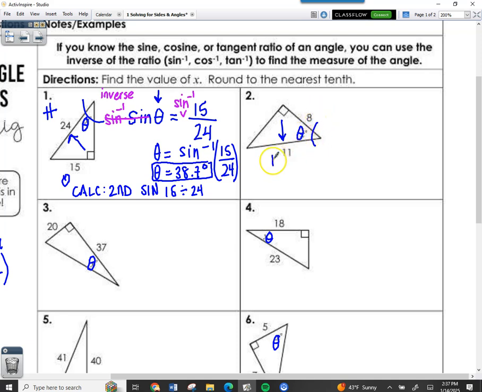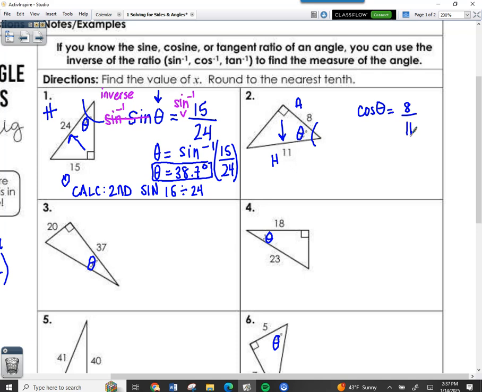You get cosine. All right, we're going to set it up. So cosine of the angle measure equals fraction bar 8/11.